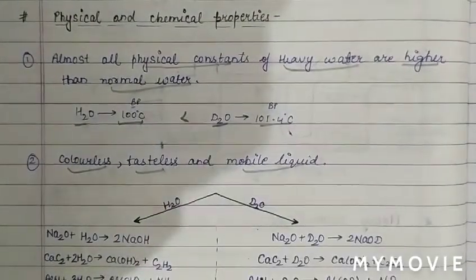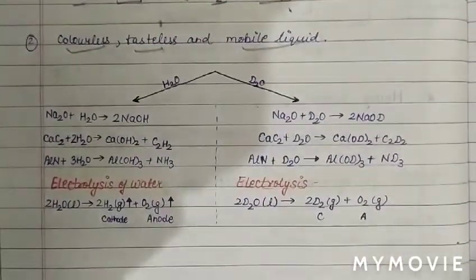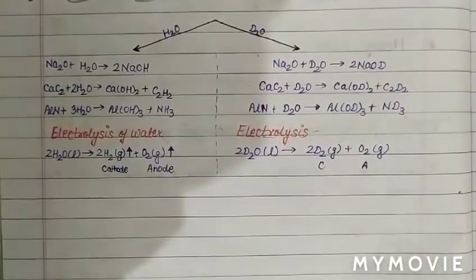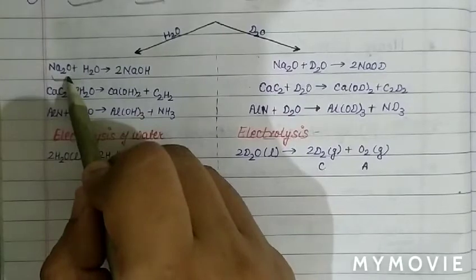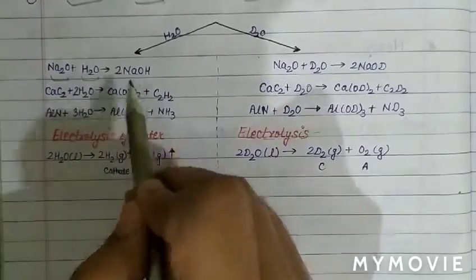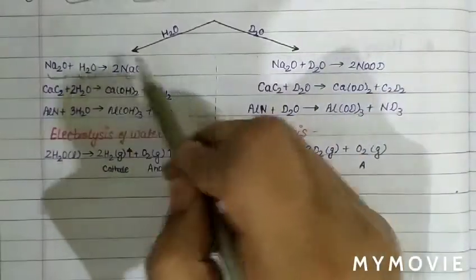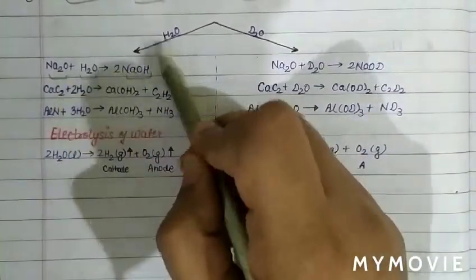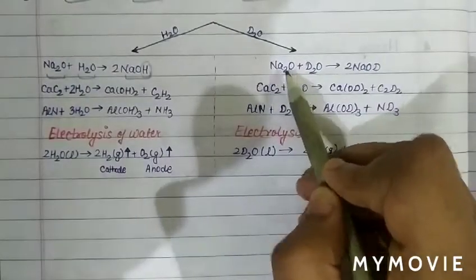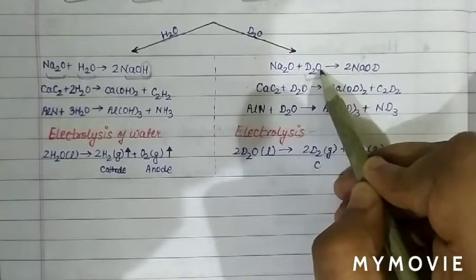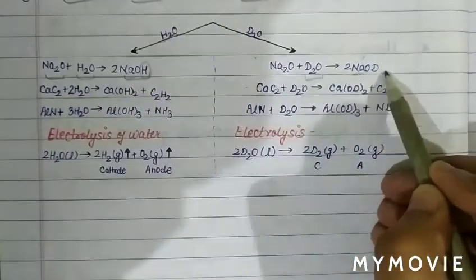Now see the reactions of water and D2O. What are the reactions of water and D2O? See, basically when sodium oxide reacts with water, it forms base. In the similar way, if D2O is used, then instead of H it will be deuterium. So when Na2O reacts with heavy water, in water it is NaOH, so H is replaced by deuterium, so it is NaOD.